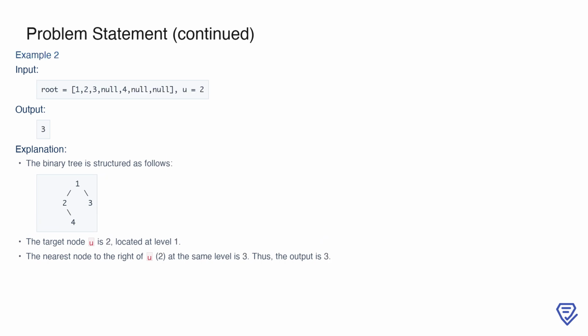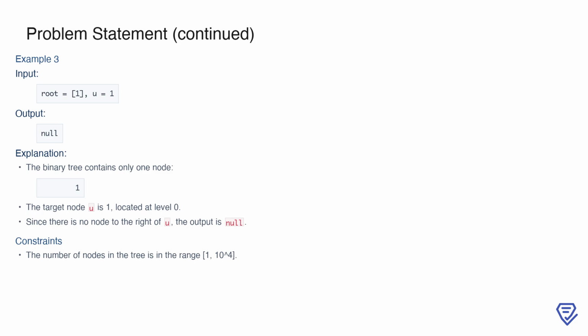In this second example, the binary tree is represented as 1, 2, 3, null, 4, null, null, and the target node u is 2. The tree structure shows the root node 1 with two children, 2 and 3. Node 2 has one child, 4. The target node u, which is 2, is located at level 1 of the tree. At this level, the nodes are 2 and 3, ordered from left to right. The node immediately to the right of 2 is 3, so the output for this example is 3.